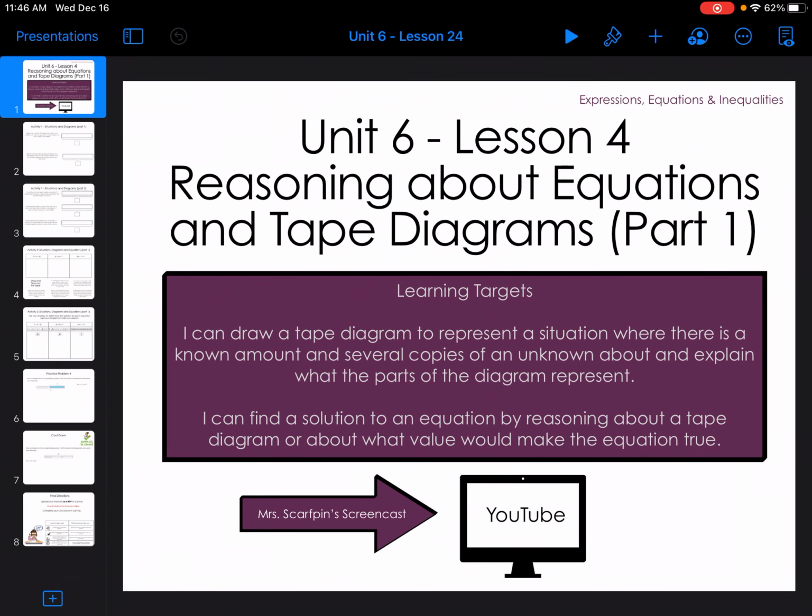Okay, Unit 6, Lesson 4, Reasoning about Tape Diagrams, Part 1. So I can draw a tape diagram to represent a situation where there is a known amount and several copies of an unknown amount, and explain what the parts of the diagram represent. The big thing about today is going to be explaining the parts. And I can find a solution to an equation by reasoning about a tape diagram, or find out what the value would be to make an equation true.